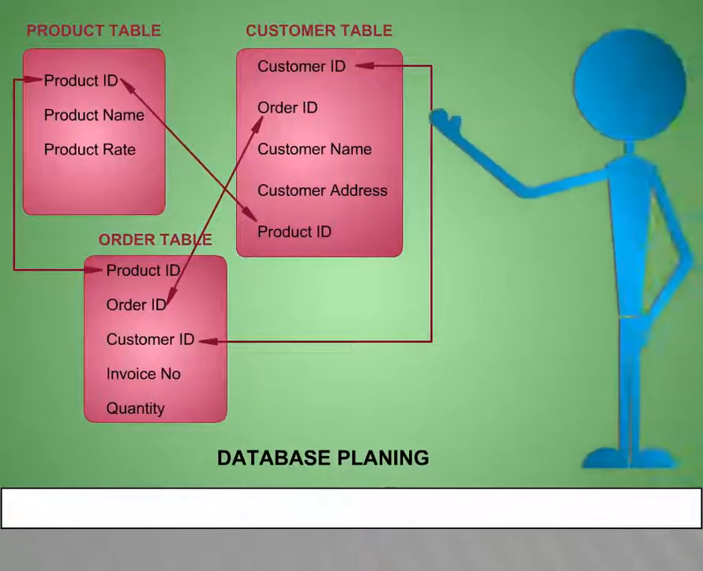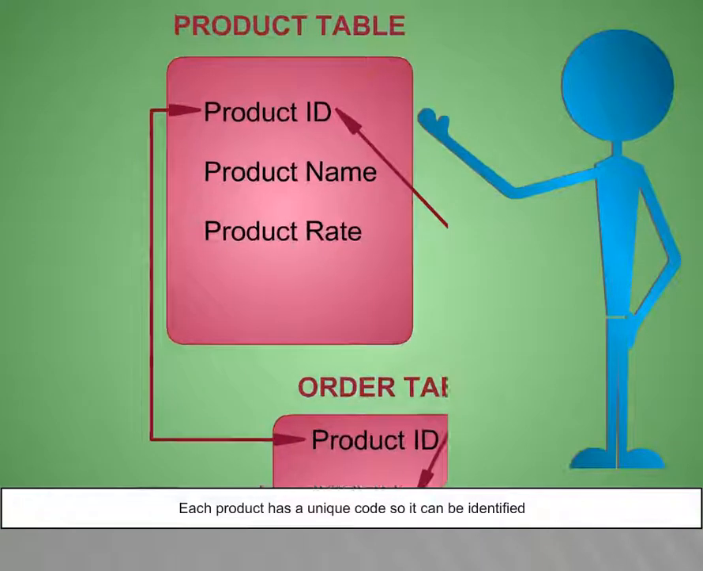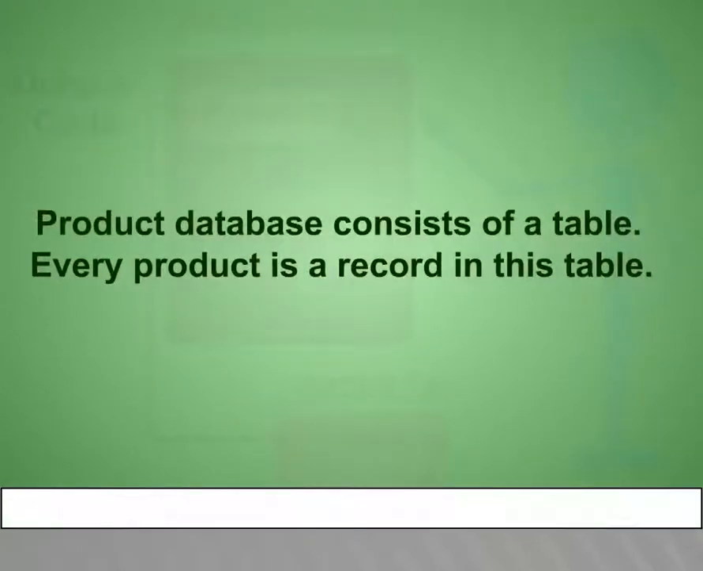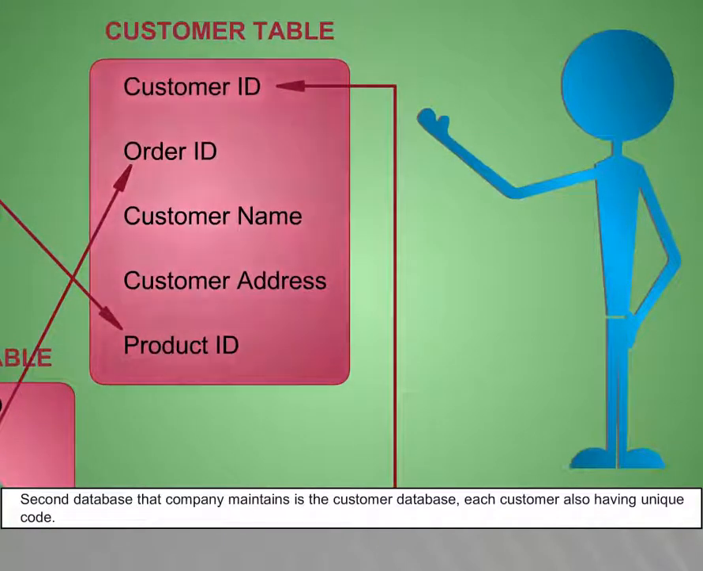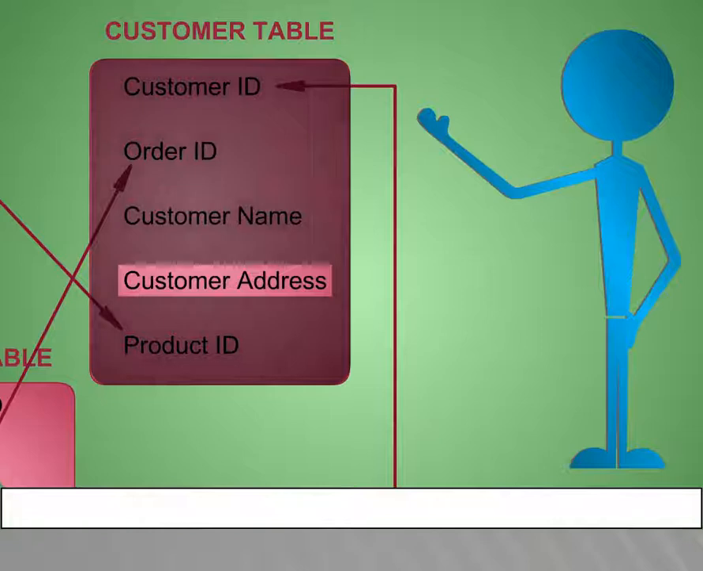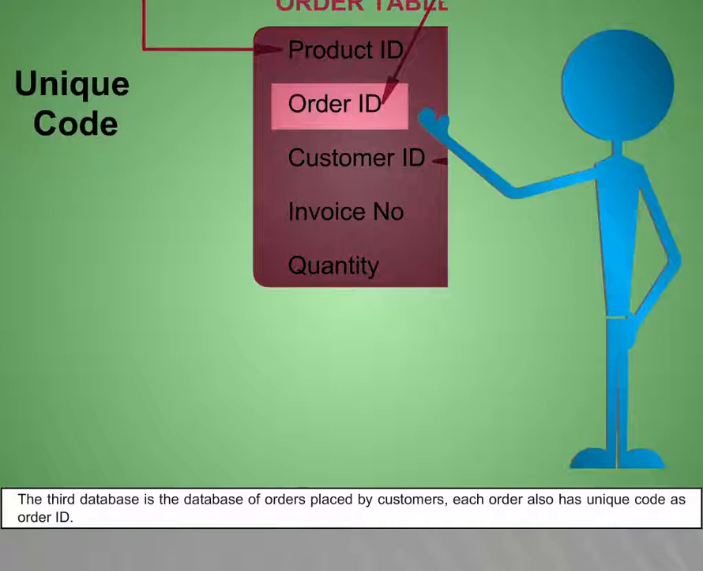Database planning. Each product has a unique code so that it can be identified. The product database consists of a table. Every product is a record in this table. The second database that the company maintains is the customer database, each customer also having a unique code. The third database is the database of orders placed by the customers. Each order also has a unique code as order ID.